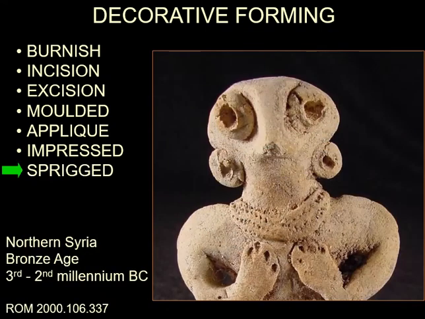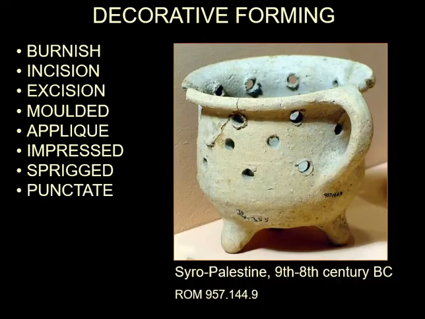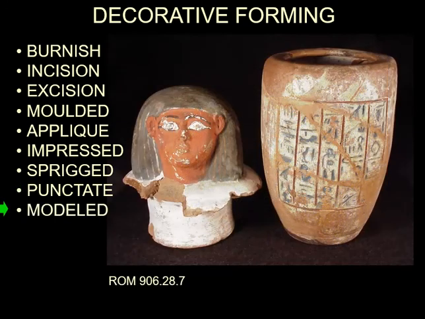Sprigging. Sprigging is where you have a little piece of clay and it's stuck on with a tool like this. And so basically you put the piece of clay on the end of the tool and pushed it into the object there to make the eyes. Punctate. Punctate forming is when you put a hole through something. Modeling again is decorative.